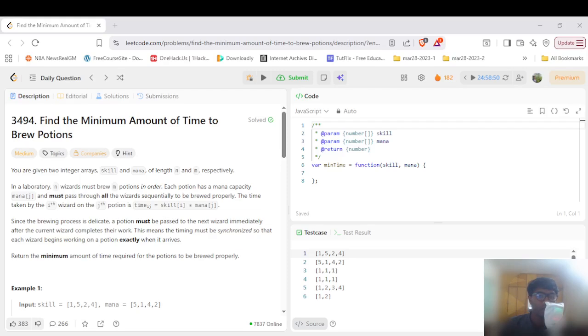Hello everyone. Let's solve today's daily Leetcode problem 3494. Find the maximum amount of time to brew potions. Before starting this problem, we shall have a small motivational quote.